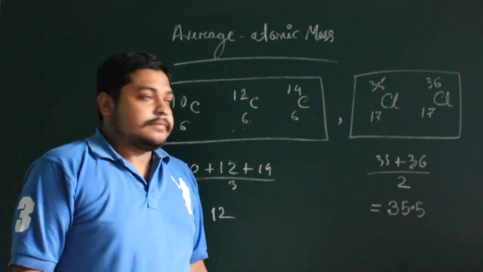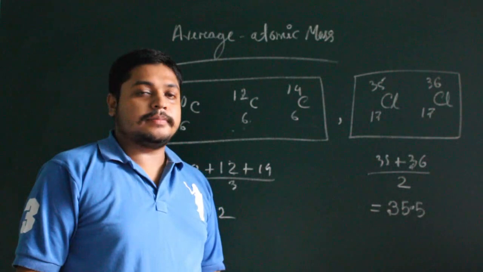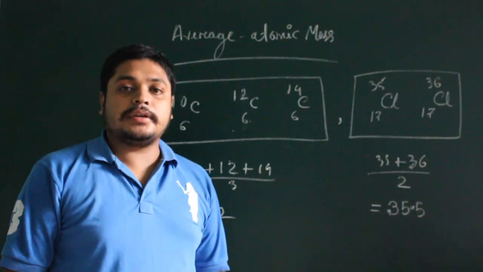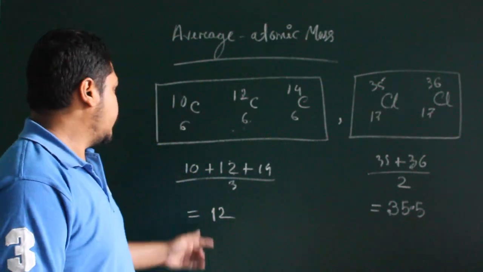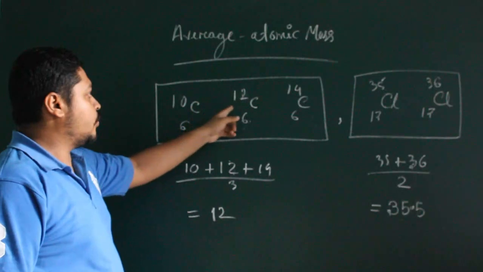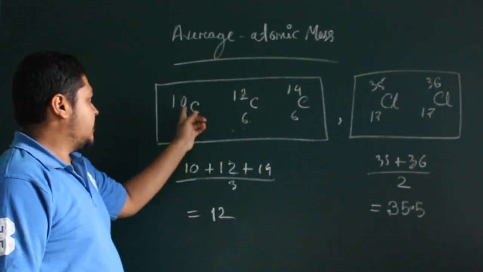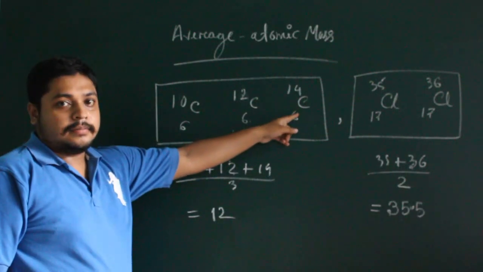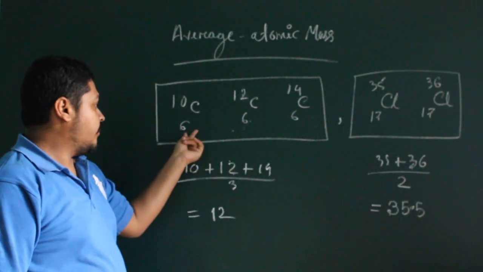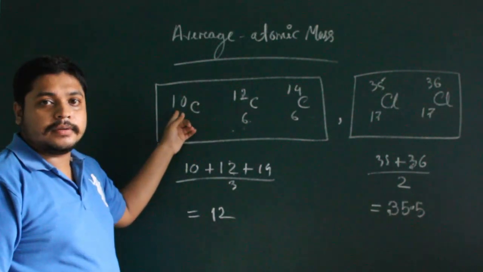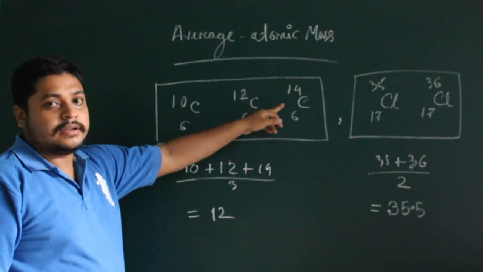In some cases, some elements have different atomic masses. For example, carbon has three different atomic masses, that is 10, 12 and 14. The atomic number of the carbon atom is 6, and there are three different atomic masses, 10, 12 and 14.